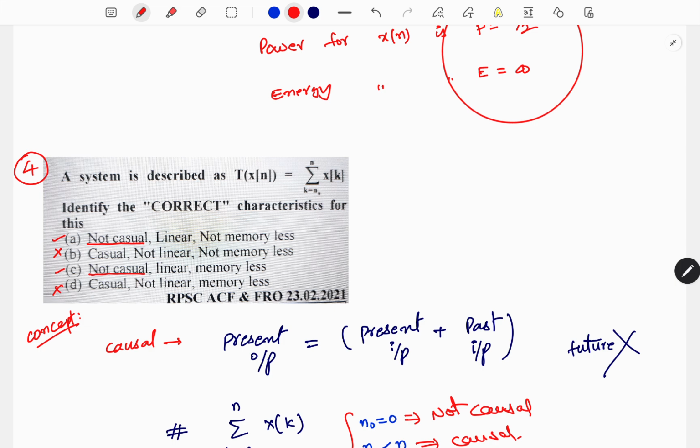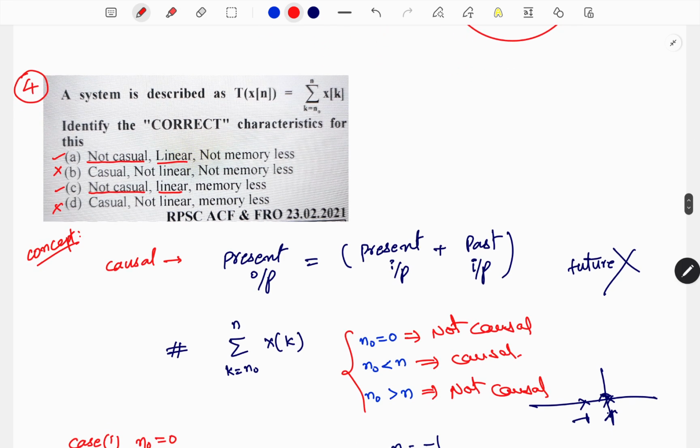Now we will see the linearity. In both cases, the given function is linear, correct? Because the given function is summation of k is equal to n0 to n, which is an accumulator. An accumulator is linear in all cases. So this is also correct.